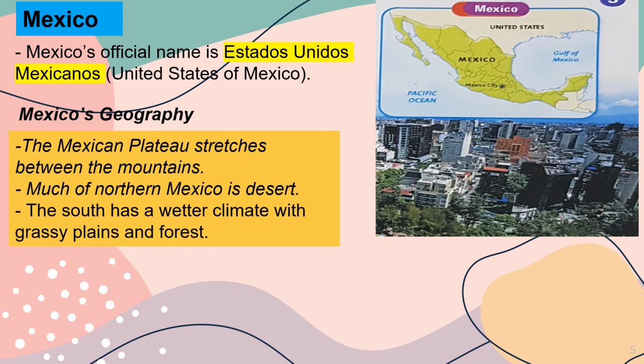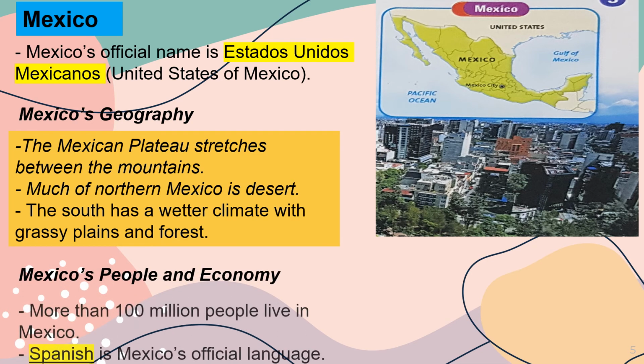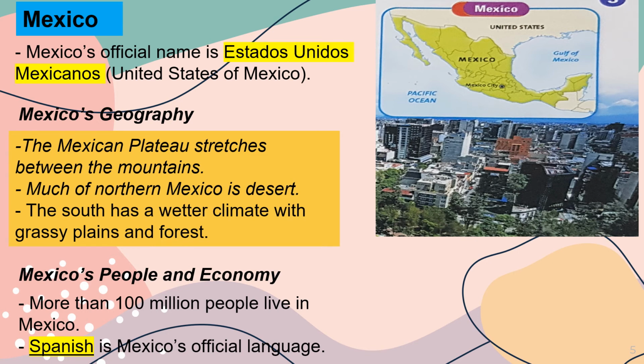Mexico, class, has a varied geography. The Mexican Plateau stretches between the mountains, and this is an area of rich farmland and big cities. Much of the northern part of Mexico is desert, and the south has a wetter climate with grassy plains and forest. Okay, what about Mexico's people and its economy? More than 100 million people live in Mexico, and most of them have Native American and Spanish backgrounds. And Spanish is Mexico's official language.